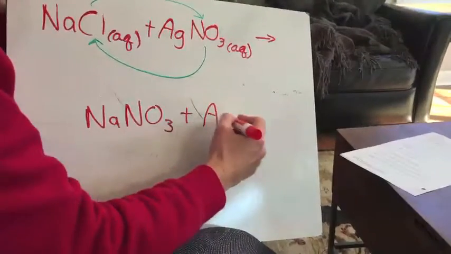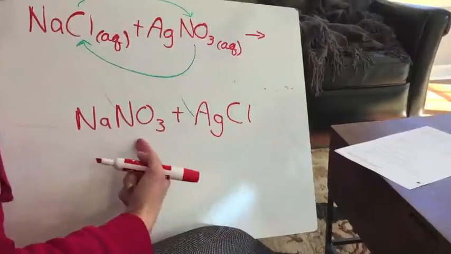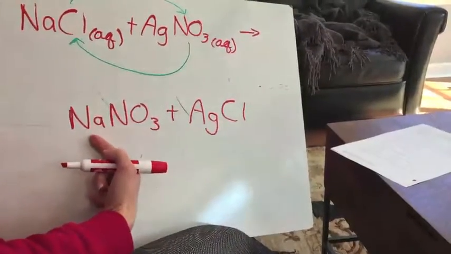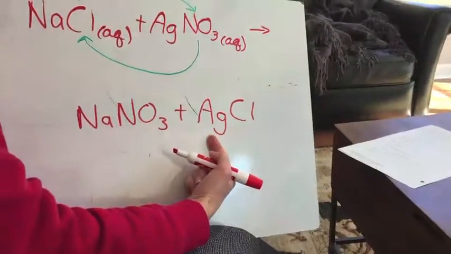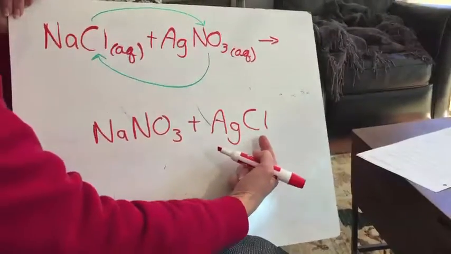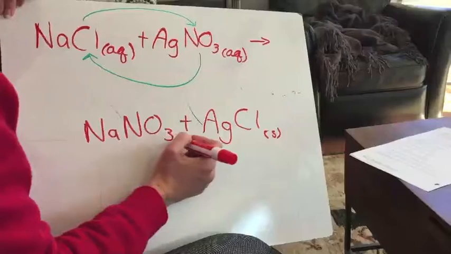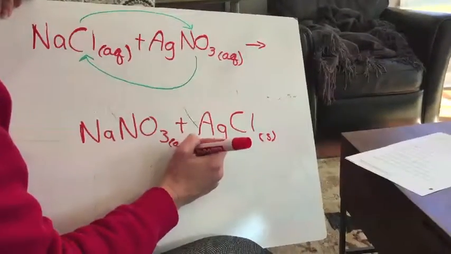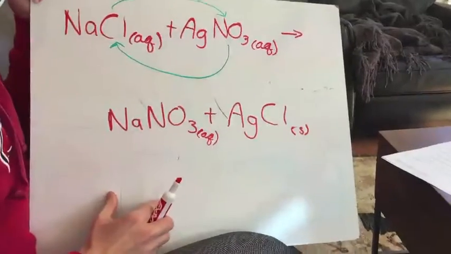and silver chloride. Now we need to look at our solubility rules, and our solubility rules tell us that this is sodium, it's always going to be soluble. But this is silver, and silver is not usually soluble unless it's with one of the 4 anions that are always soluble, and chlorine's not one of them. So we know that that's going to be a solid, and this is going to be aqueous. So that's step 1, is understanding how a double displacement reaction works.